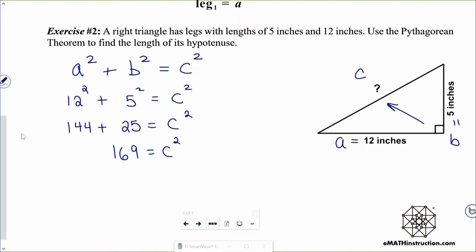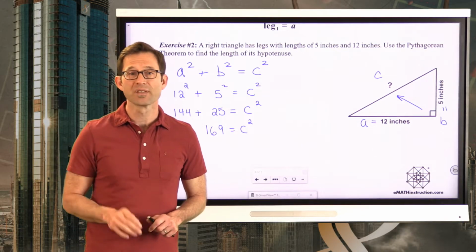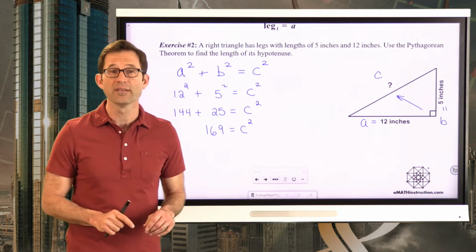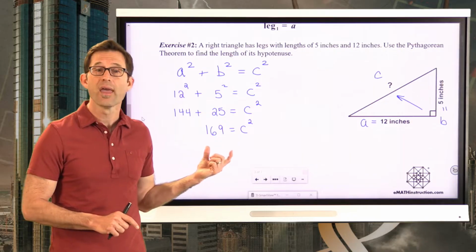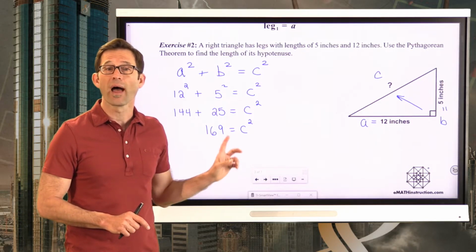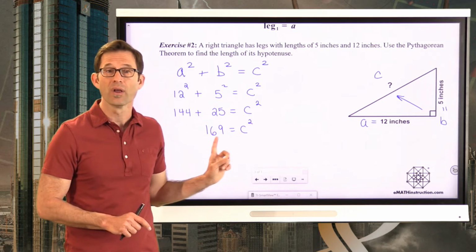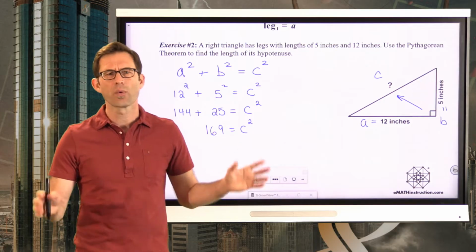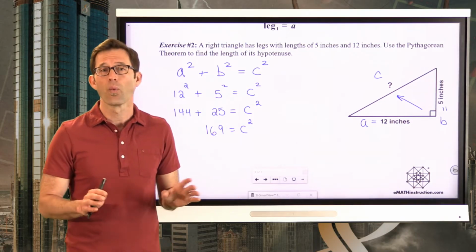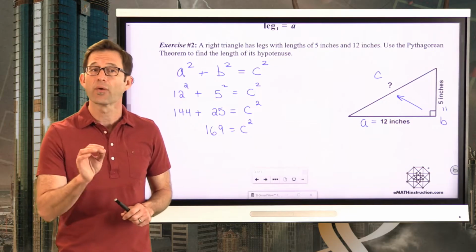And let's pause for a second. Because whenever we use the Pythagorean theorem to solve for a missing side, we will always eventually get something that looks like this. When I say something that looks like this, what I mean is that you'll have one of the sides that's missing, squared, equals a number. C squared equals a number, A squared equals a number, B squared equals a number, whatever. Now, in the last unit, we worked with exponents and roots.